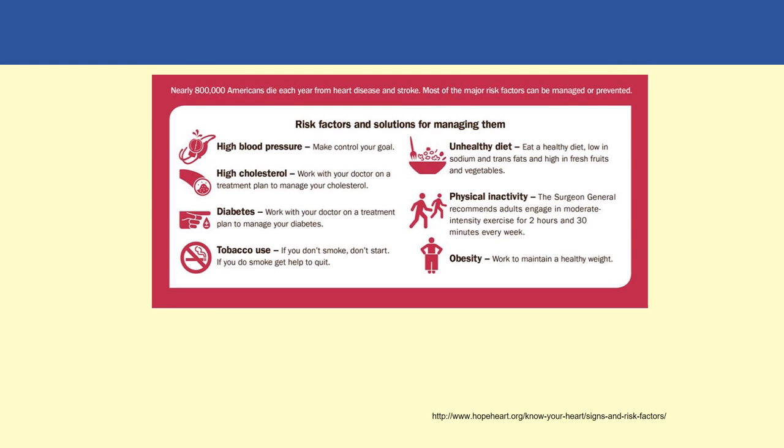Some of the risk factors, again, nearly 800,000 people die every year from heart disease and stroke: high blood pressure, cholesterol, diabetes, tobacco use, unhealthy diet, physical inactivity, and obesity. And you notice that most of those are controllable, with diet and exercise.